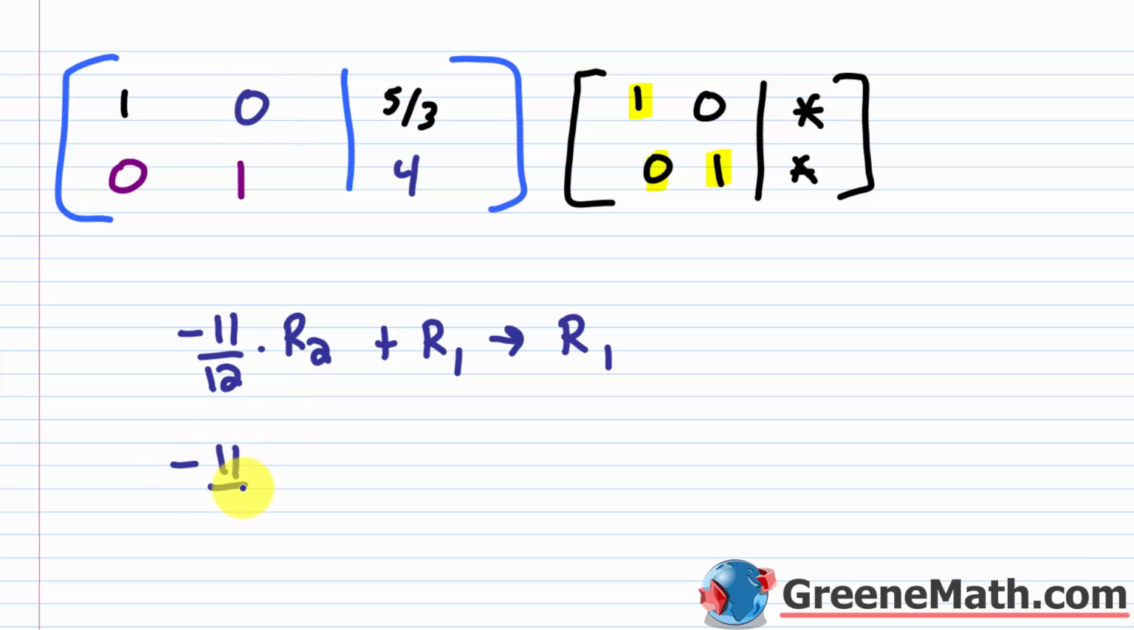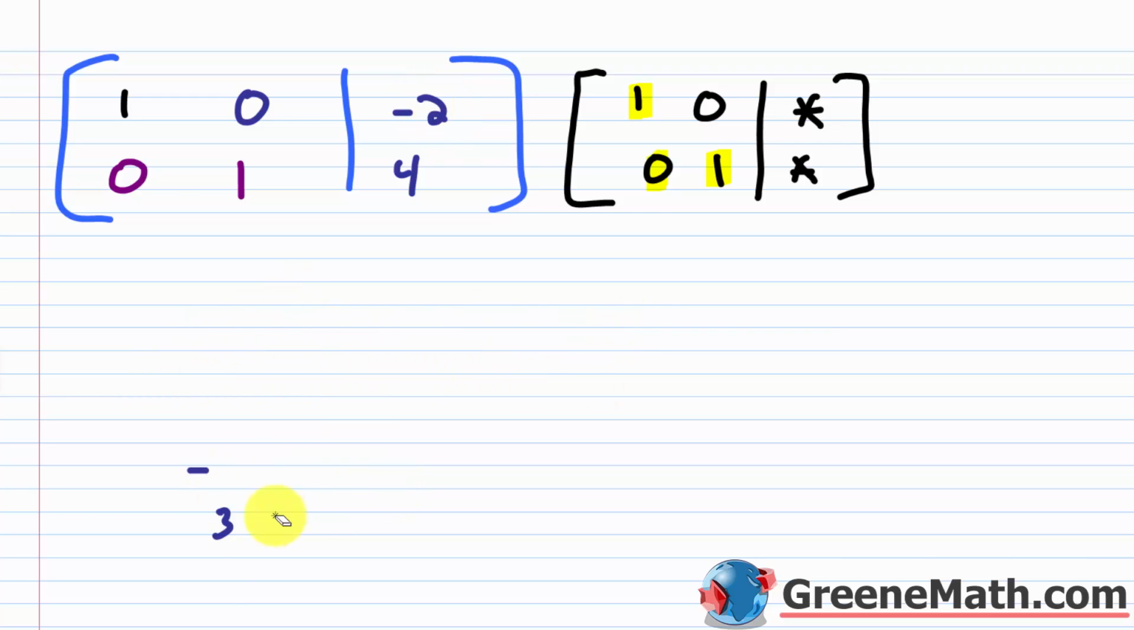And then negative 11 twelfths times 4. This cancels with this and gives me a 3. So I'd have negative 11 thirds. And then I'm going to add this to 5 thirds. So negative 11 plus 5 is going to be negative 6. So this would be negative 6 thirds, which is negative 2. So this is negative 2. And again, we found our answer. So we know that at this point, what? X is equal to negative 2. X is negative 2, and Y is 4.